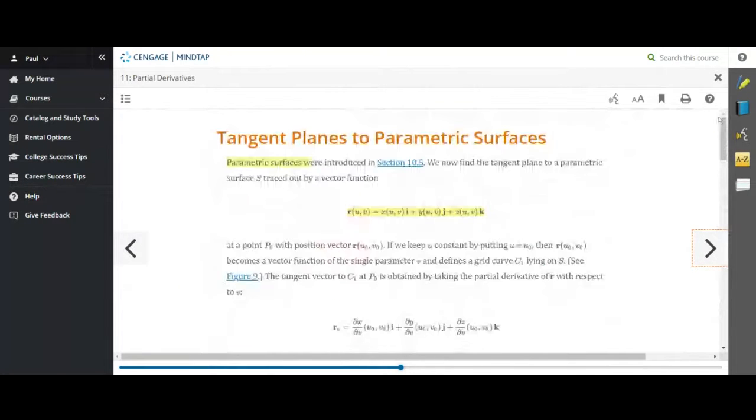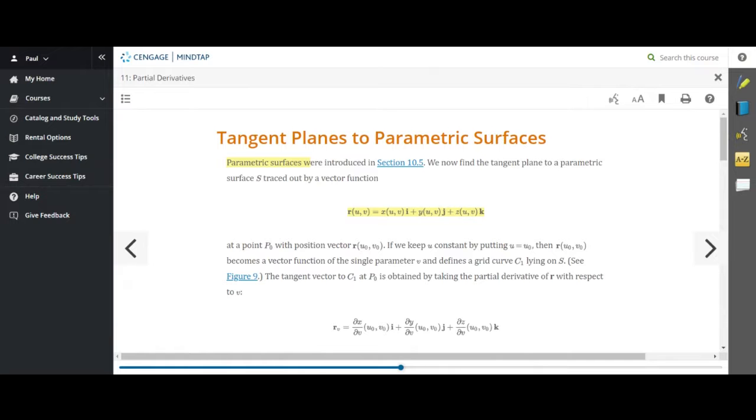Okay, this is what I want to get to next. Tangent planes to parametric surfaces. Remember in section 10.5, you learned about parametric surfaces and how you could take a vector function of two variables, and let the variables u and v vary over some domain, and then the tip of that vector will scratch out a surface in three-dimensional space. So, for instance, for a cylinder, you would use a vector function of two variables to represent it.